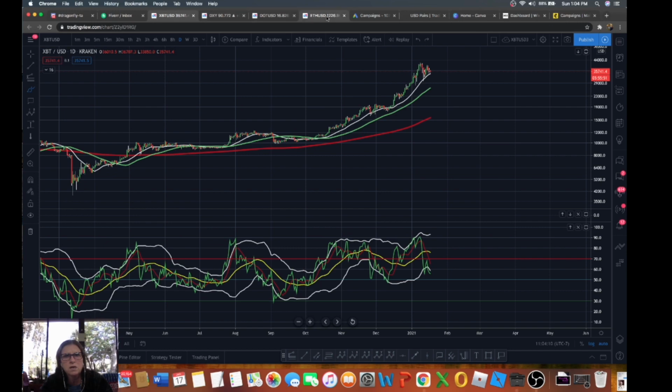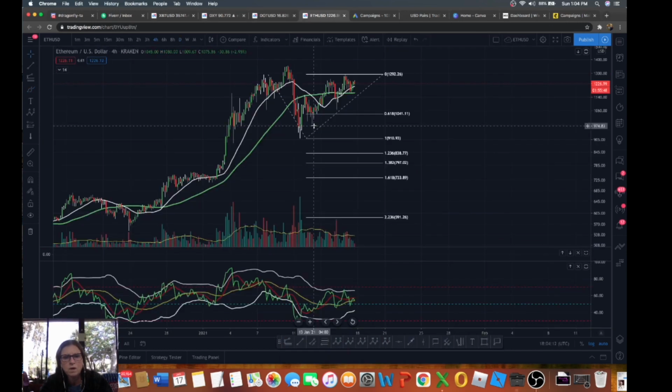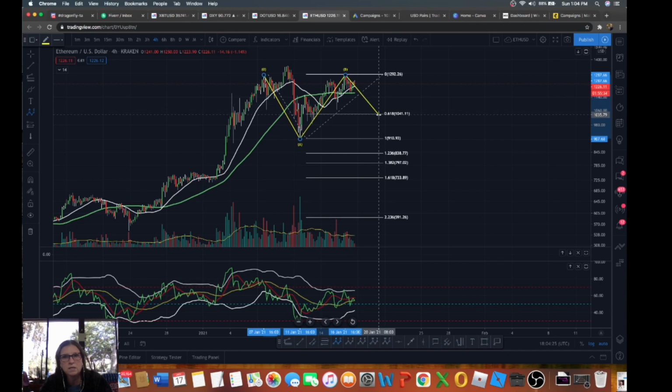So on to ETH. ETH, I see the same exact thing. I see an A, a B, and we need to come down for a C wave. Now this B wave could take out the high here and give us a running flat if it continues to go up.